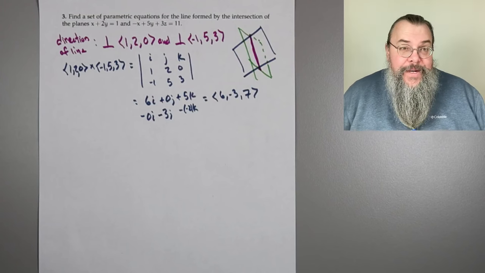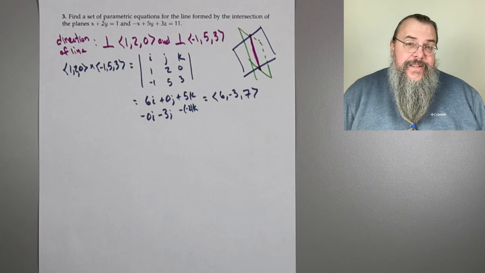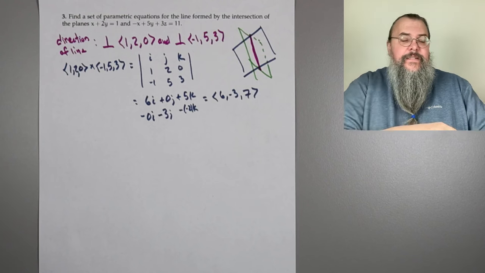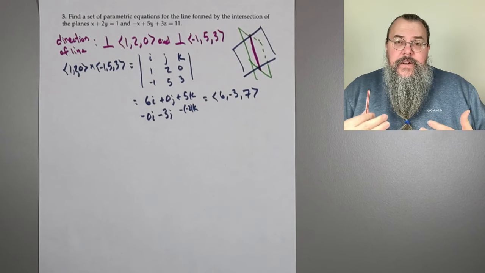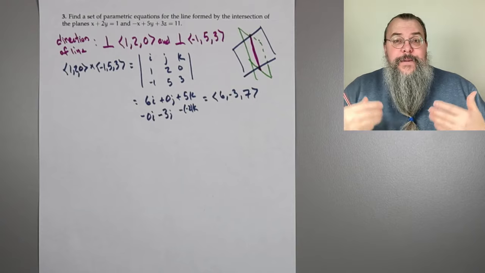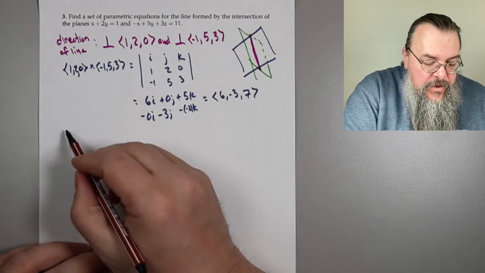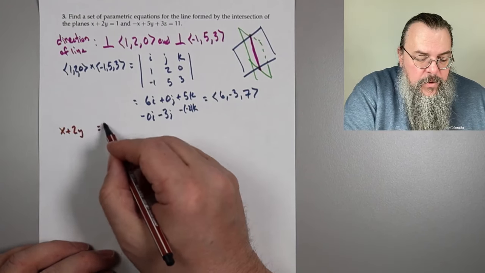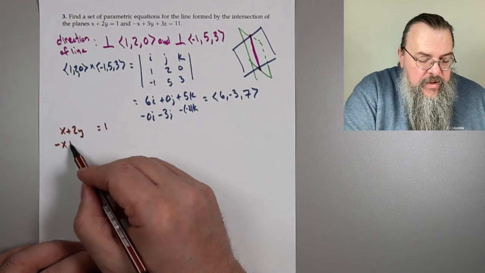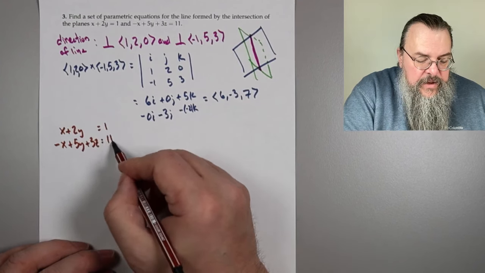Now, what about our point? Normally, the point is one of the easier things to find. It turns out the intersection of planes can be a little bit tricky. Of course, there are infinitely many points. What do we need to happen? We need to find a point that somehow is on both planes at the same time. So we have x plus 2y equals 1, and minus x plus 5y plus 3z equals 11.